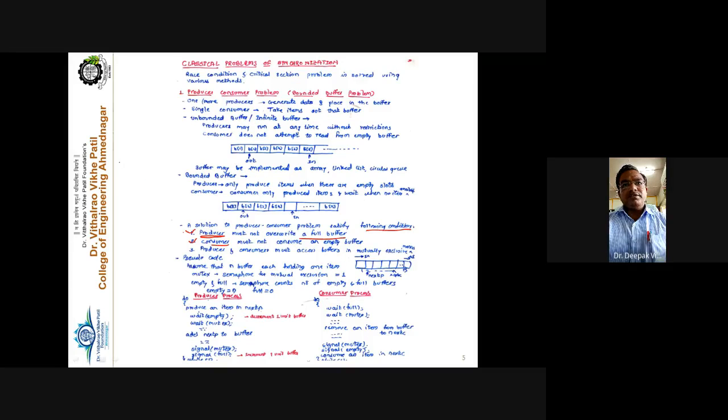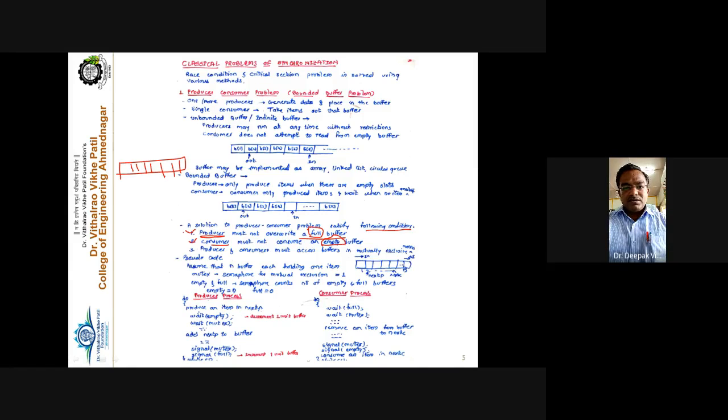Say, for example, this is the buffer. If the buffer is full, the producer has to wait, and if the buffer is empty, the consumer has to wait. See, these two words are important: if the buffer is full, the producer has to wait, and if the buffer is empty, the consumer has to wait.